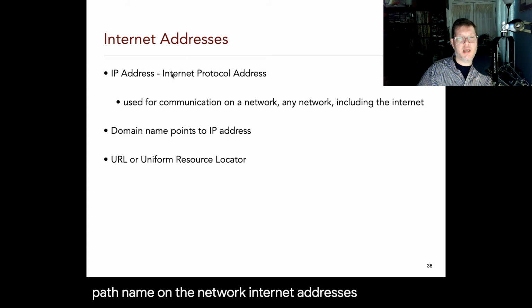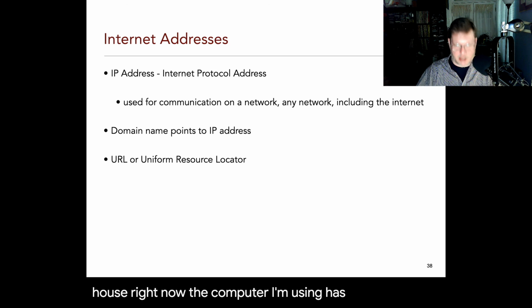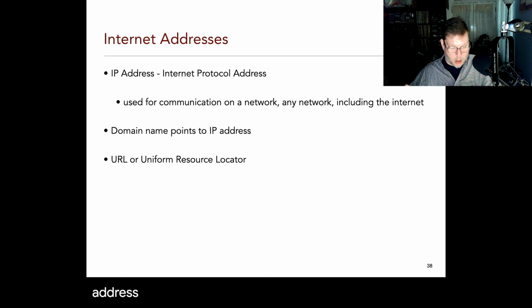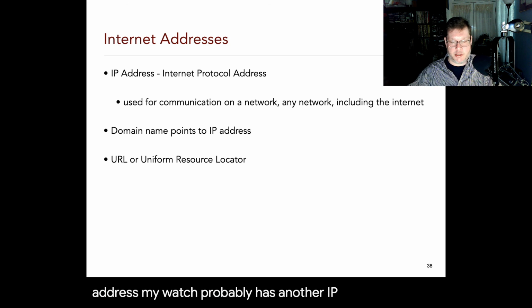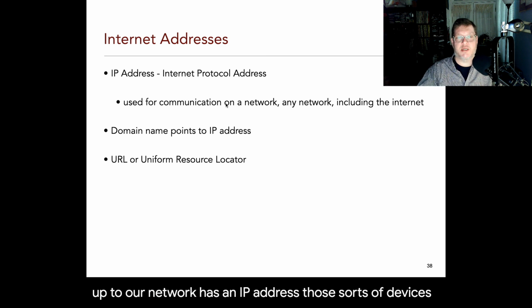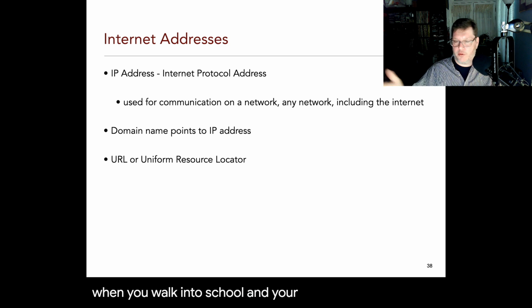Internet addresses. There's an IP address, or Internet Protocol address. It's a number assigned to like every device on the network. So I'm at my house right now. The computer I'm using has an IP address on our local Wi-Fi network. My phone has a different IP address. My watch probably has another IP address. The iPad has an IP address. Everything that's hooked up to our network has an IP address. Those sorts of devices get assigned an IP address when you join a network. So when you walk into school and your phone gets on the Wi-Fi, it gets assigned an IP address.